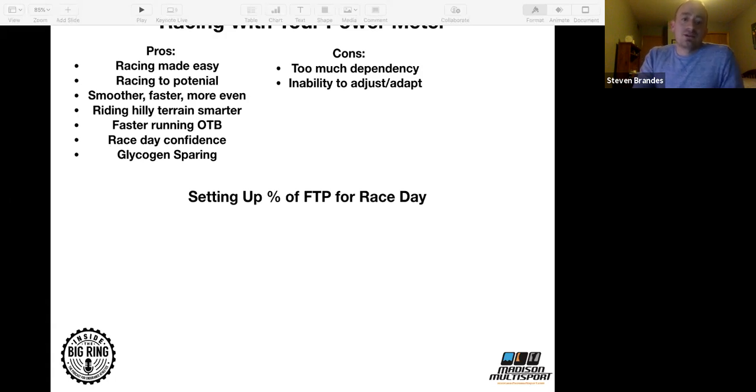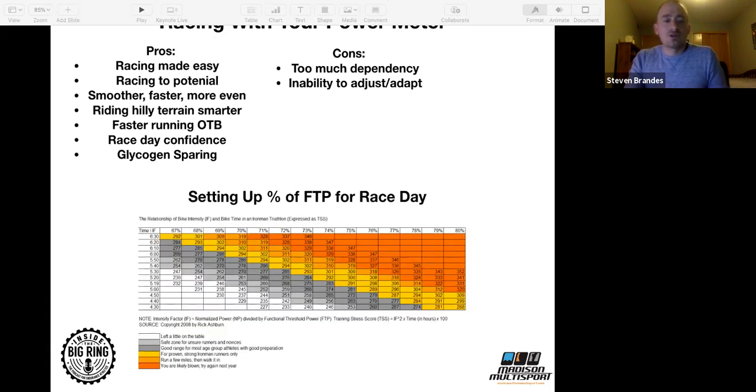How to set up percentages of FTP for race day. This is super key, super helpful. I stole this graph. It's a super well-known graph if you didn't know. You can basically Google it if you want to keep it. It's Joe Friel, and basically you can just Google FTP race day, Joe Friel. You can find this chart.